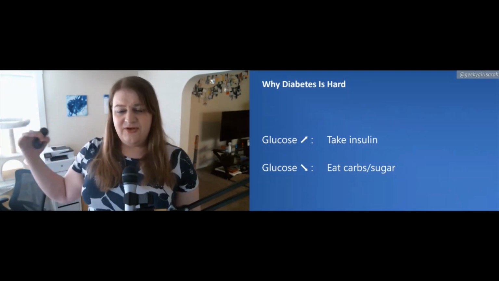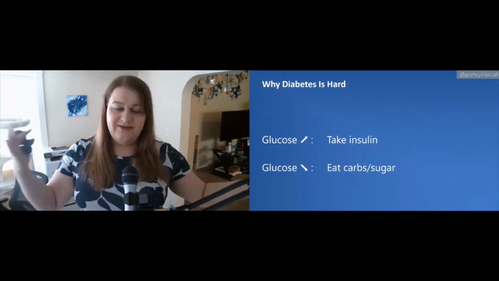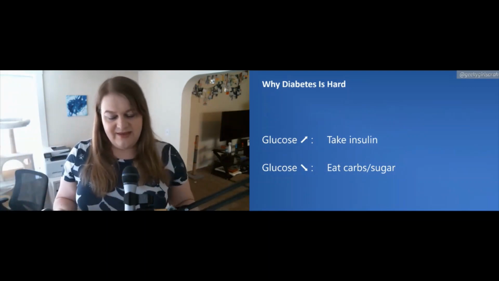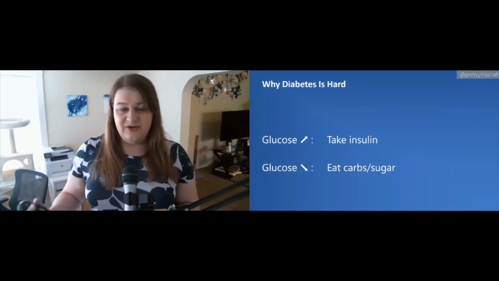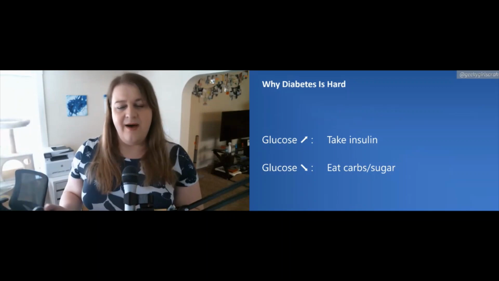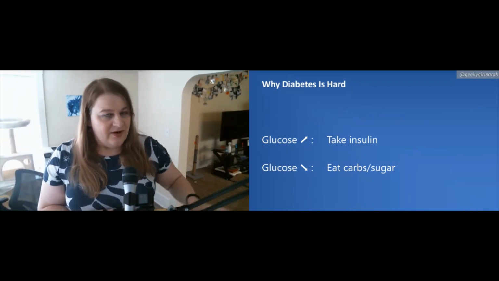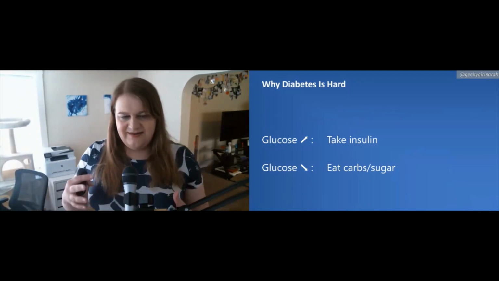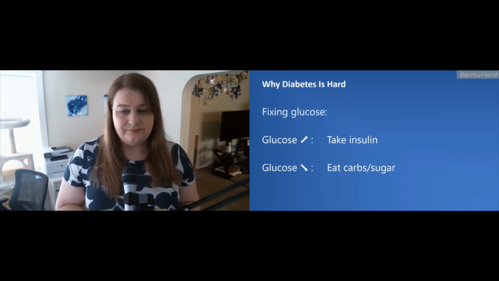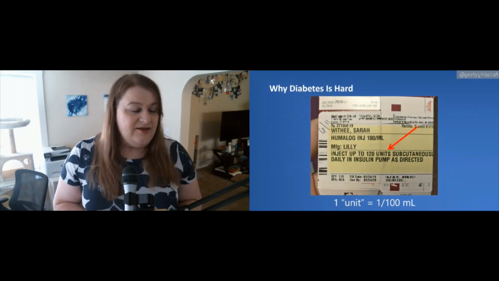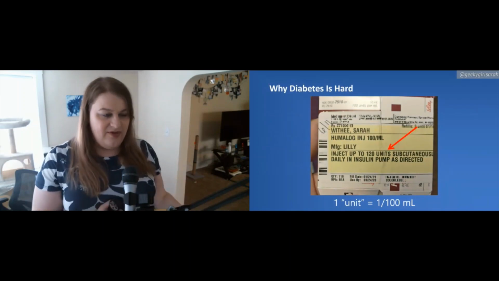If your glucose goes too high, you need to take insulin to bring it back down. We kind of talked about that a little bit. And if your glucose goes too low, then you need to eat carbs and sugar to bring that glucose number back up. We'll talk a little bit about why this is not exactly a fast or immediate process either. Fixing it.